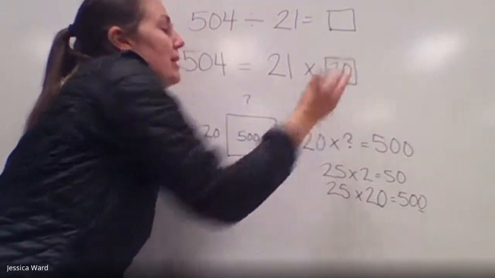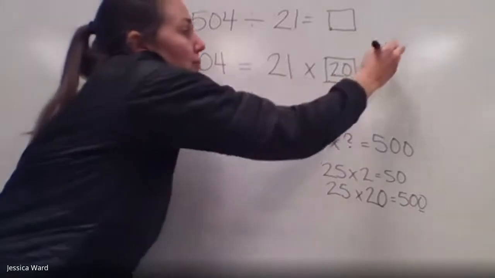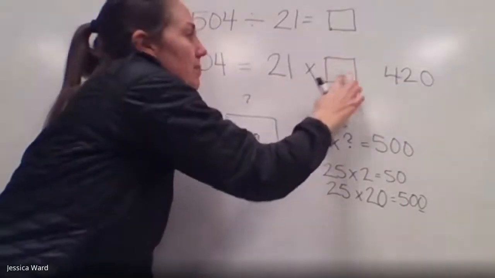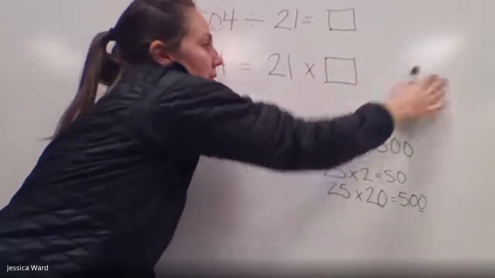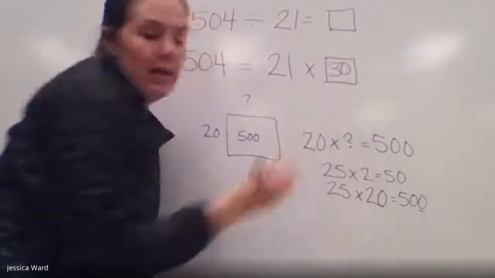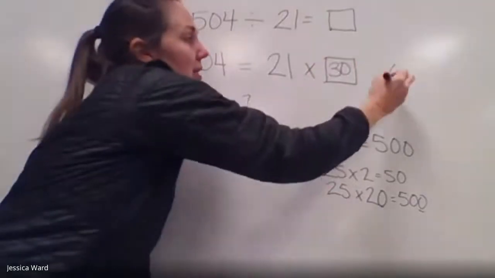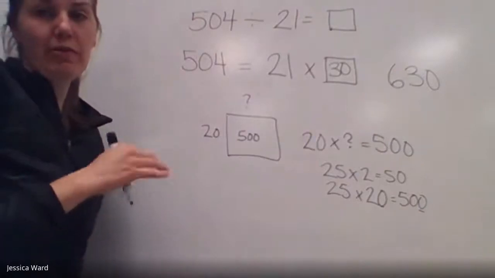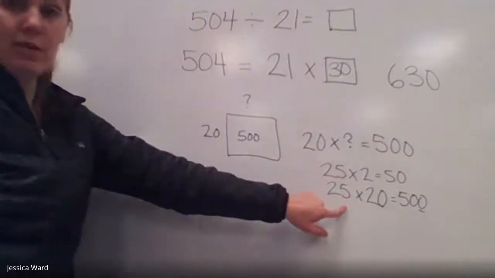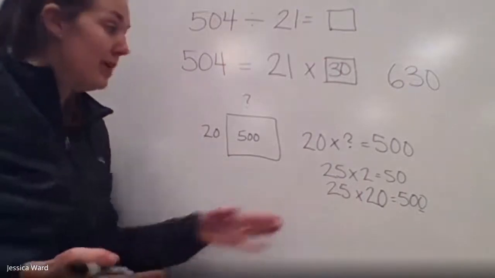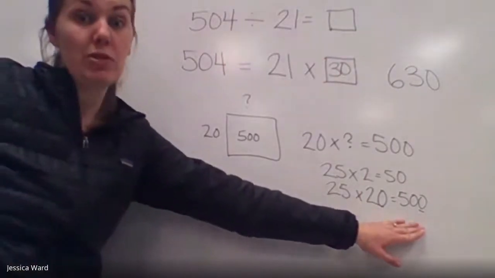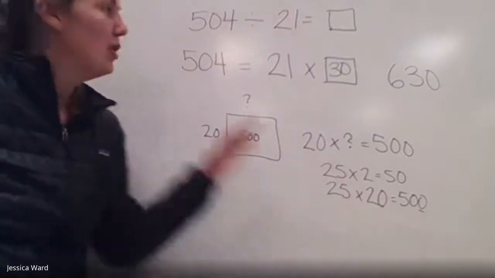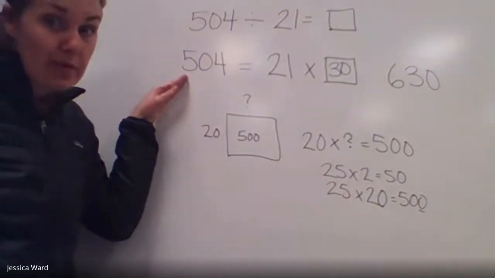21 times 20 is going to get us 420. Still not quite there, but closer. Now let's go to 30. 21 times 30 is going to get us 630. Oops, that's too high. So we know that our number is between 21 and 30, which we've already determined with our first model that 25 times 20 would get us 500, which is close to what we would be getting for our answer.